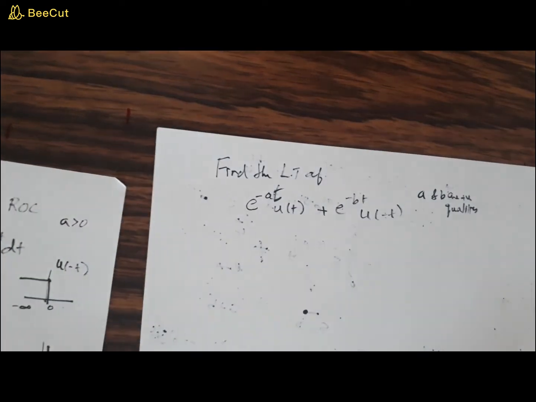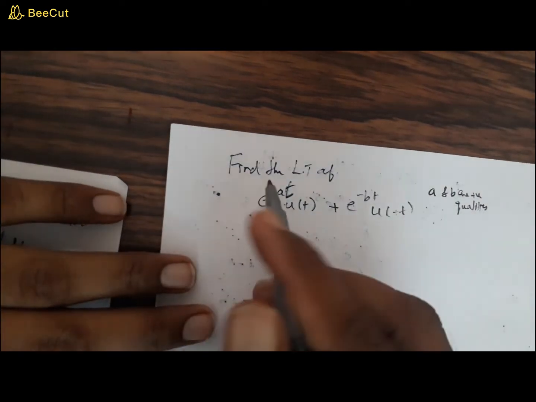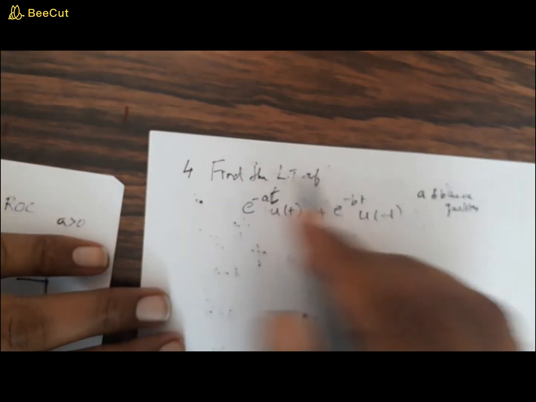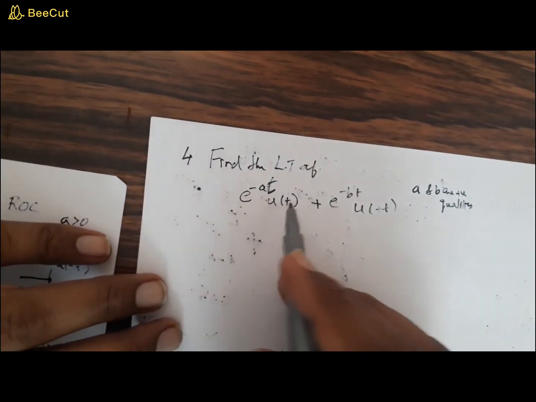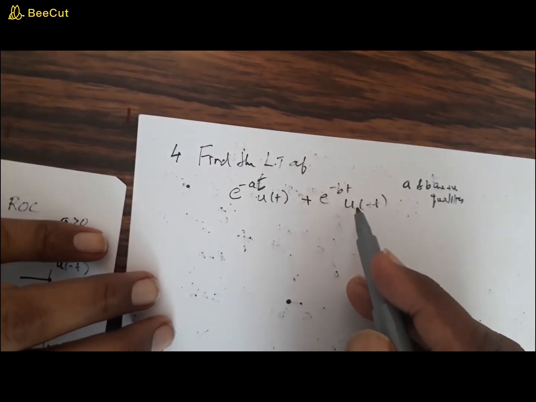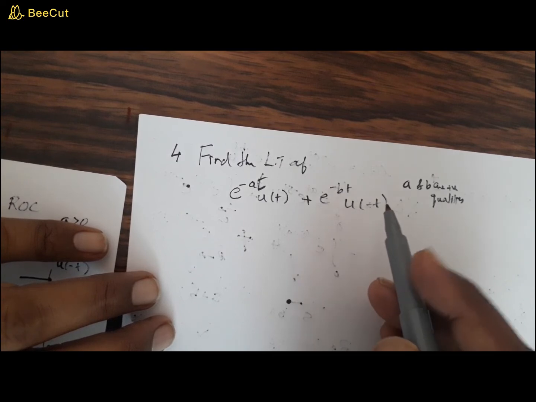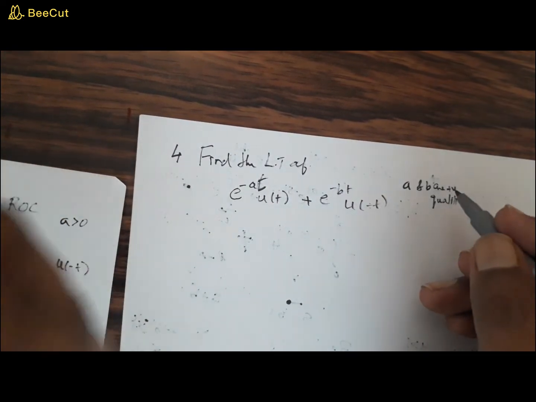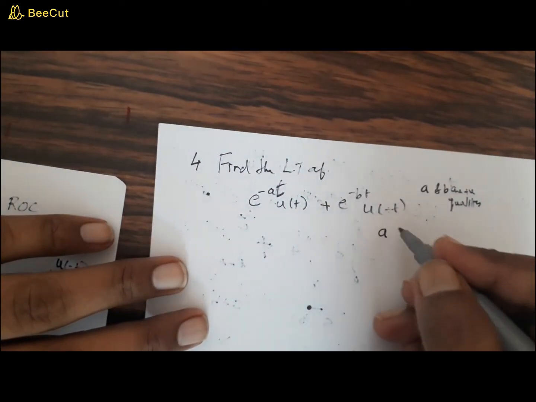Okay, now the next question, the fourth, I think. Find the Laplace transform of e raised to minus at into u of t plus e raised to minus bt into u of minus t, where a and b are positive quantities. Not only that, a is greater than b.